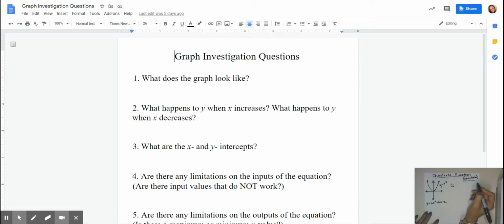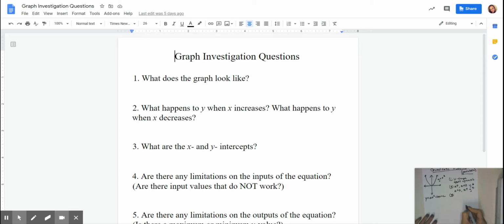So the first question is, what does a graph look like? So this looks like a U shape, and it opens upwards. Okay, the second question is, what happens to y as x increases? So as x increases, when x is less than 0, y is decreasing. However, when x is more than 0, when x is increasing, y is also increasing.